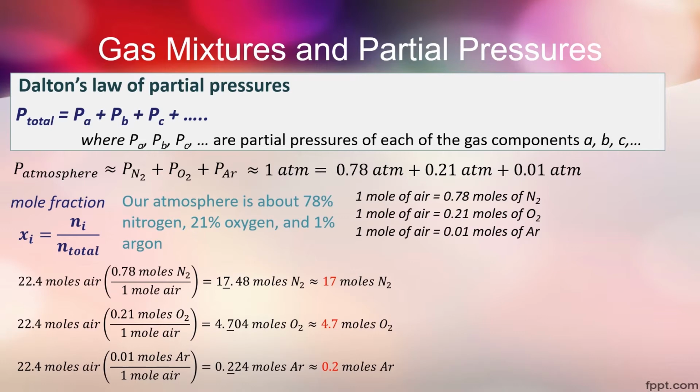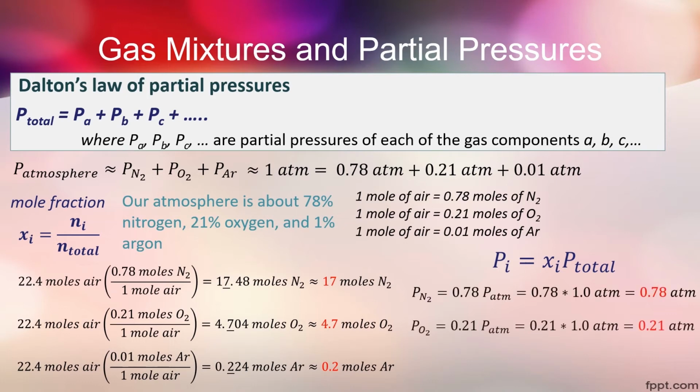Now, this notion of a mole fraction leads us to a more general equation that we can use to calculate partial pressures. The following equation is the connection and works for ideal and real gas mixtures. Now, if we multiply the total pressure by the mole fraction of the chemical of interest, denoted by an i in the equation, we obtain the partial pressure of component i in the gas mixture. So, if we multiply the total pressure of the atmosphere, 1 atmosphere, by the mole fractions of each component, we get the following.